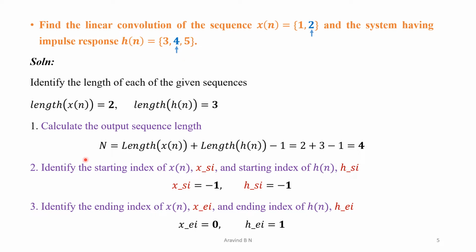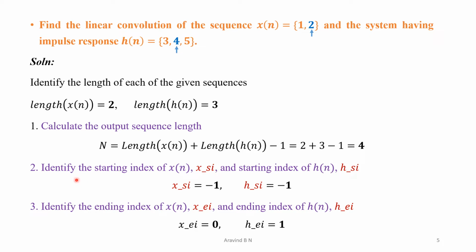Now let us go through the various steps of the solution. Step 1. Calculate the output sequence length given by capital N, that is equal to length of x of n plus length of h of n minus 1, that is equal to 2 plus 3 minus 1, that is equal to 4. So the output sequence must have the length 4.